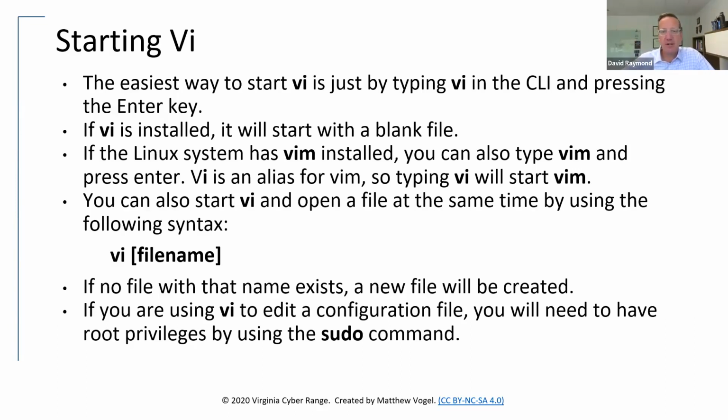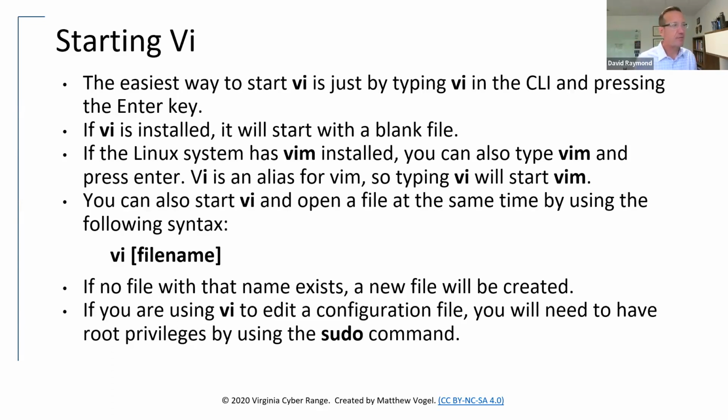You can also start VI and open a file at the same time using the syntax shown here, right? So I can type VI space file name, and that file is going to open in VI. If no file of that name exists, then a new file is created with that name. So that's kind of handy, right? You can create a new file and name it right there when you open VI, and then you don't have to figure out how to save it later, which, if you don't know how to use VI very well, you'll see is not super intuitive. I'll show you how to do it, but it maybe isn't super intuitive.